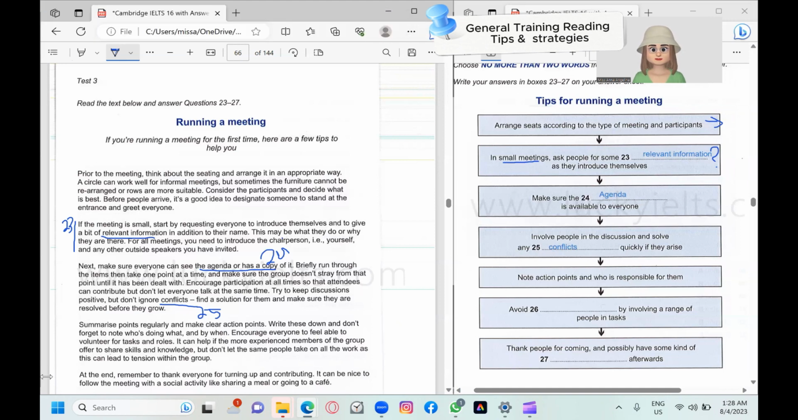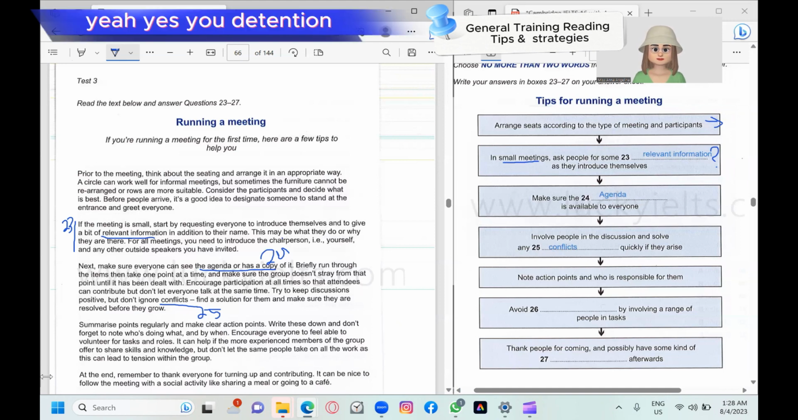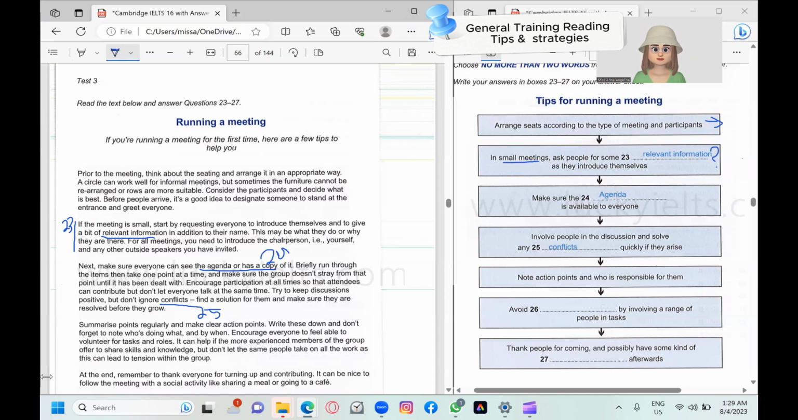Lead to tension. But don't let the same people take on all the work, as this can lead to tension within the group. Avoid blank by involving a range of people in the task. If you read the same line again, it can help if the more experienced members of the group offer to share skills and knowledge, but do not let the same people take on all the work, as this can lead to tension within the group.